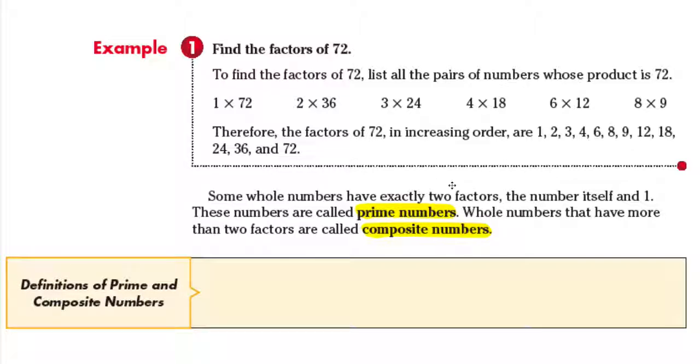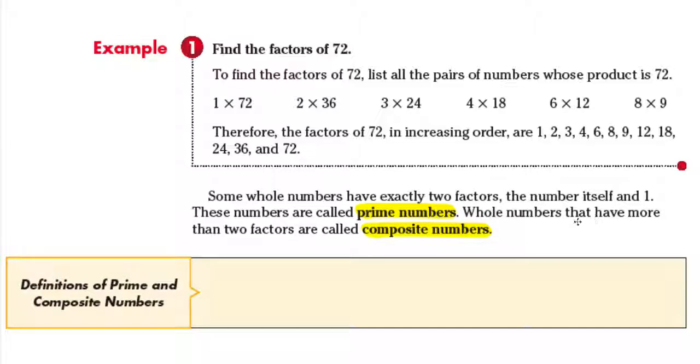Let's recall what prime and composite numbers are. Some whole numbers have exactly 2 factors, the number itself and 1. These numbers are called prime numbers. Again, the definition of a prime number: a prime number is any whole number which has exactly 2 factors, 1 and itself. And remember, prime numbers can never be negative. Prime numbers are always positive.